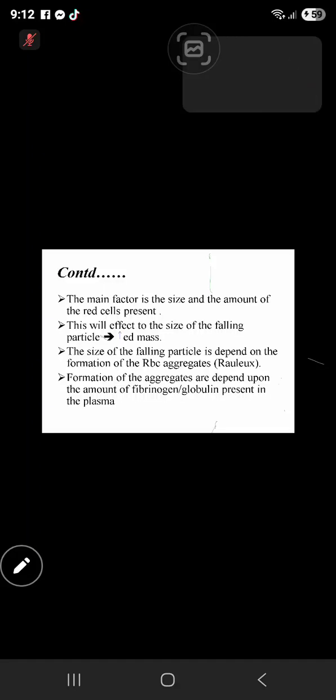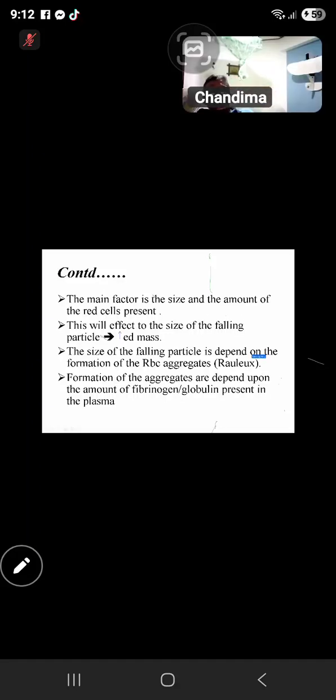Right. The main factor of the ESR is the amount of red cells present. This will affect the size of the rouleaux particle, right? It increases the mass. The size of the particle is dependent on the formation of the RBC aggregates. I told you why the RBCs aggregate, forming rouleaux, due to the presence of abnormal plasma protein. Formation of the aggregates is dependent upon the amount of fibrinogen and globulin present in the plasma.